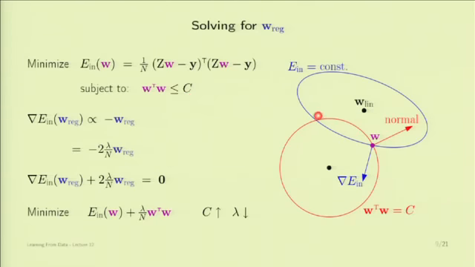Well, if C is huge, then W lin is already the solution, and therefore you should be just minimizing E_in as if there was nothing, no constraint. But that does correspond to lambda equals 0, doesn't it? You will be minimizing E_in. Okay? So if C is huge, lambda is 0. Now let's get C smaller and smaller.